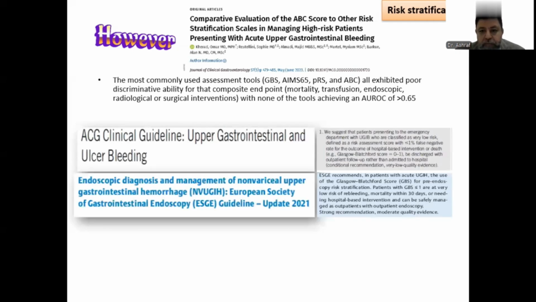But the latest guidelines from the ACG and the European Society of Gastrointestinal Endoscopy recommend using the Glasgow-Blatchford score to identify low-risk patients, not high-risk patients. Those patients with a score less than or equal to 1 could be safely discharged and have upper endoscopy on an outpatient basis. The rationale for this is that the sensitivity for identifying low-risk patients at this score reaches more than 98.5%.